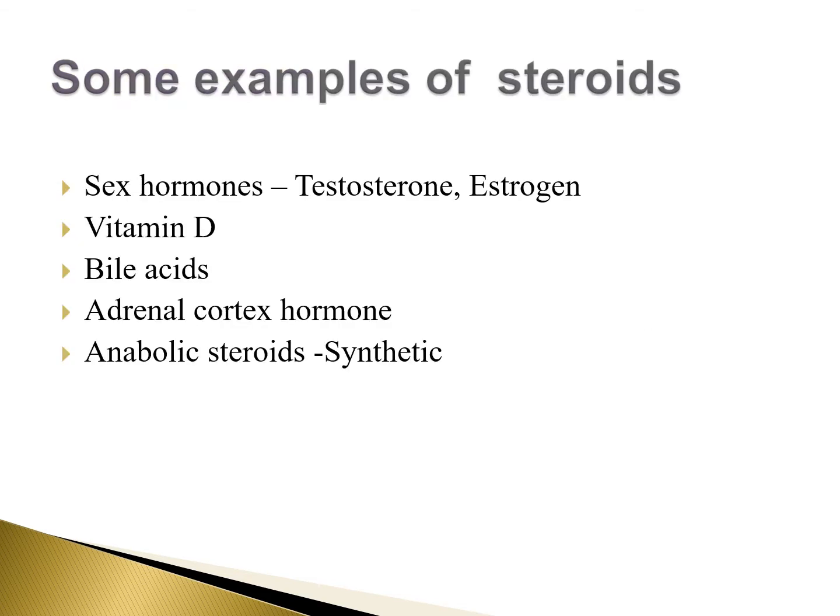So these are some examples of steroids. Steroids include sex hormones like testosterone and estrogen. Other examples are vitamin D, bile acids, and some adrenal cortex hormones. Then anabolic steroids. Anabolic steroids are synthetic steroids which are used for medical purposes. These are some examples of steroids.